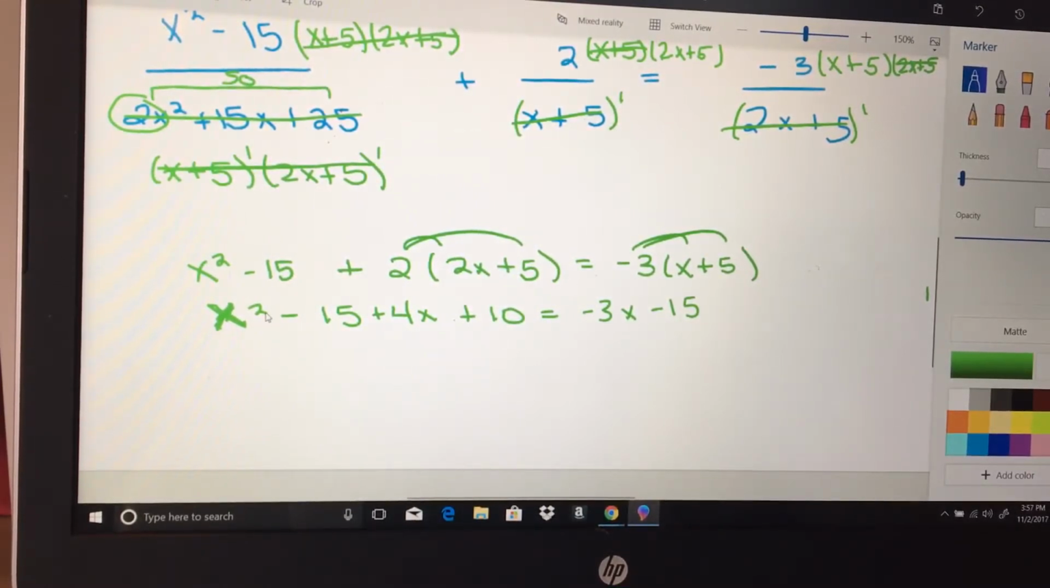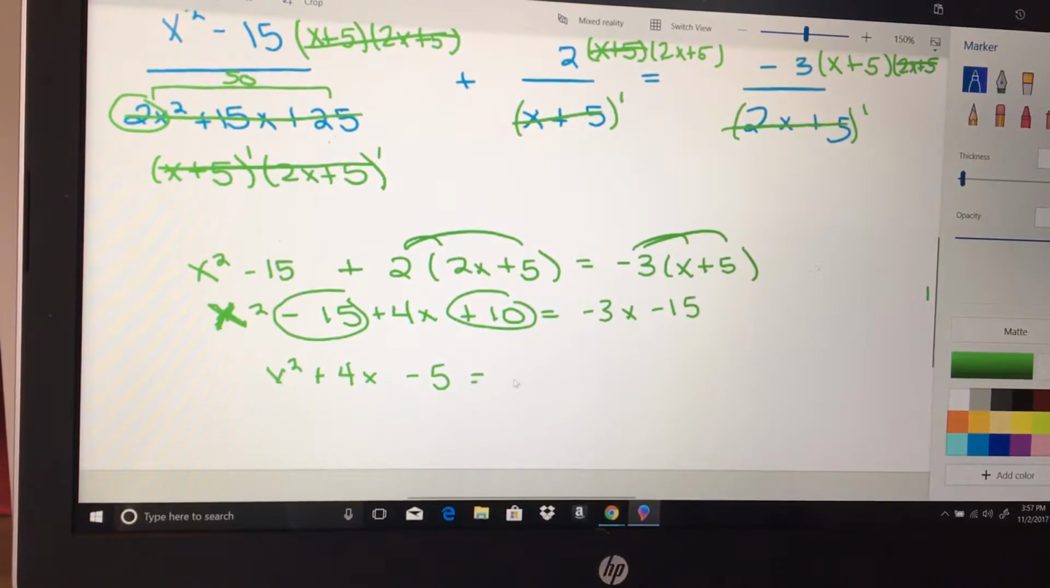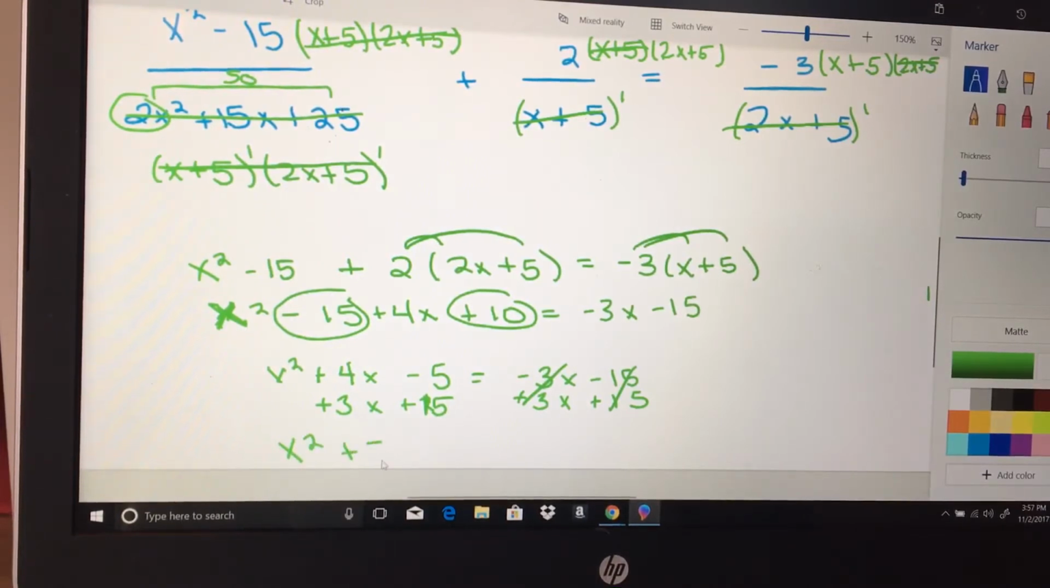So let's see here. Actually, before we do that, we need to combine this minus 15 and plus 10. So we have x squared minus 4x plus 4x minus 5 equals -3x minus 15. So we'll add a 3x here, and then we'll add a 15 here. And that's going to give us x squared plus 7x plus 10 equals 0.